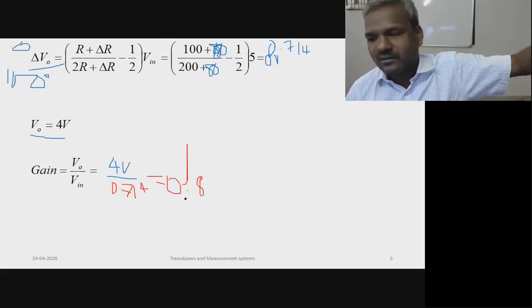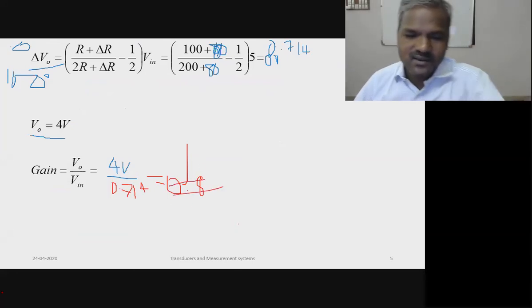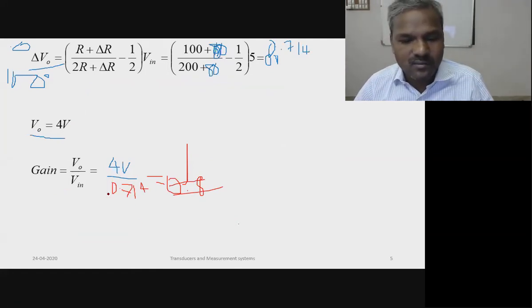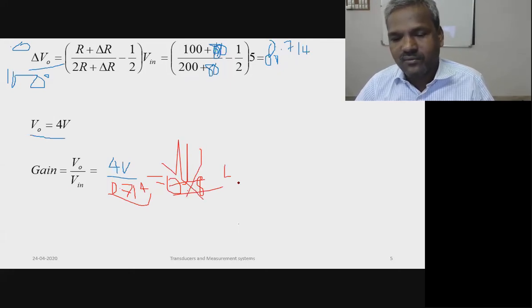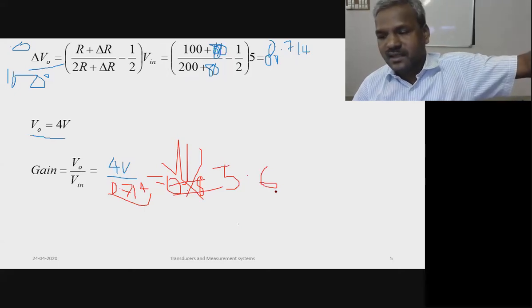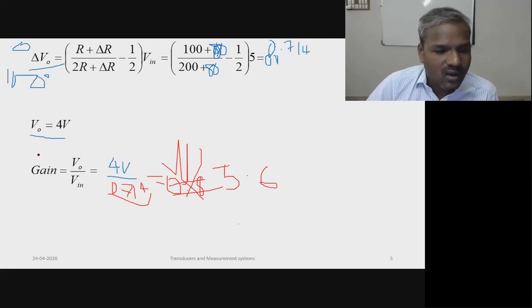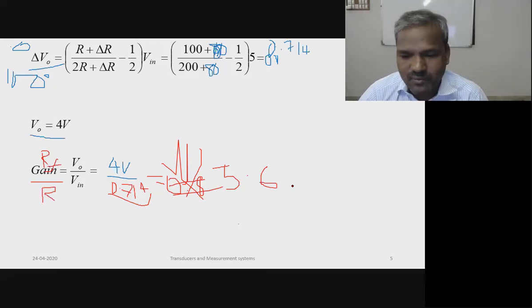5.6. The gain is 5.6. See, the numerator is large and the denominator is small, so how does it become a fraction 0.8? This is wrong. 5.6 is the gain. So we have to design gain equal to RF by R, or R1, whatever you may take. RF by R equal to 5.6.